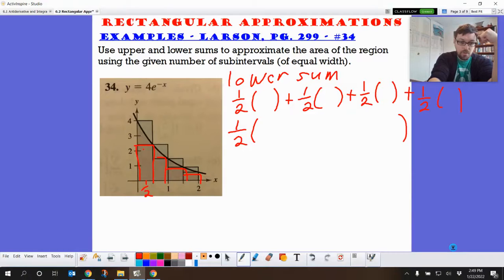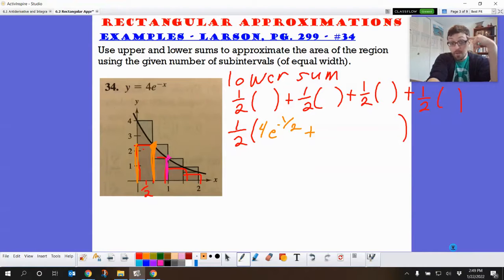Okay, well, how tall is this line? Well, I don't know how tall that is, but I do know how tall this is because it's right on our curve. And it's right on the curve when the x value is 1/2. So that is 4e to the negative 1/2 for that first one.